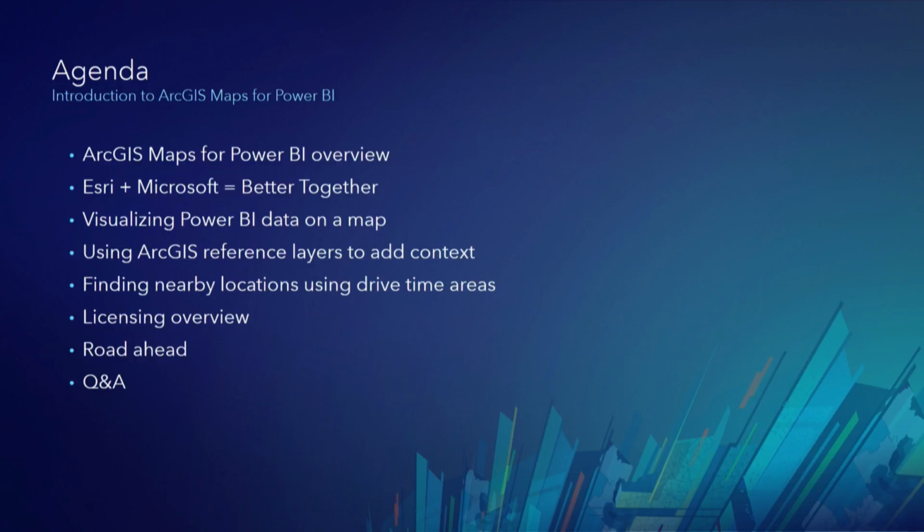We'll be talking about how you can start by visualizing your Power BI data on a map. Once you've got your Power BI data on a map, you can use ArcGIS information and reference layers to add more context to that Power BI information. You can also find nearby locations and do a little bit of analysis using our tool called Drive Times. So we'll show you how to do that, all along the way giving demos of all of this stuff.